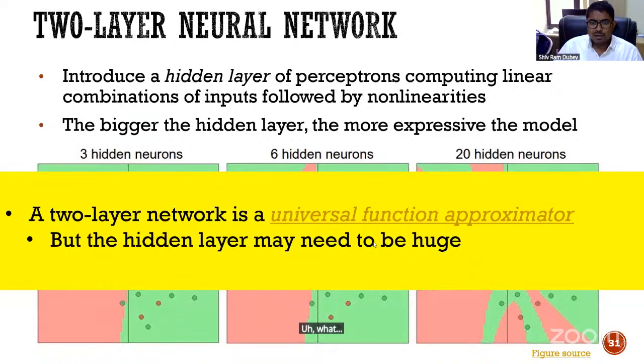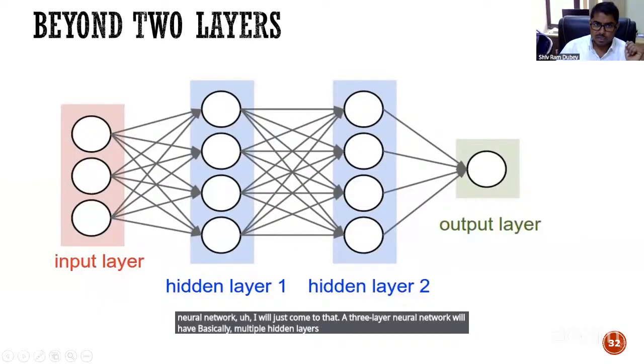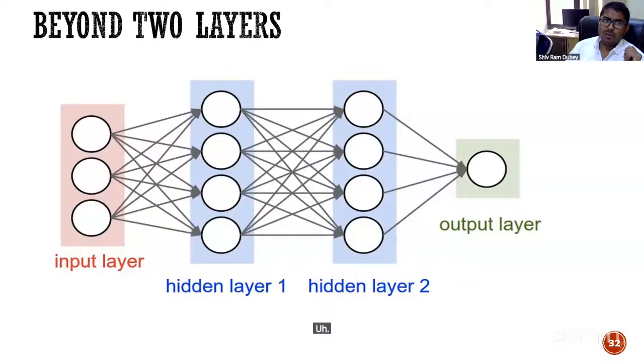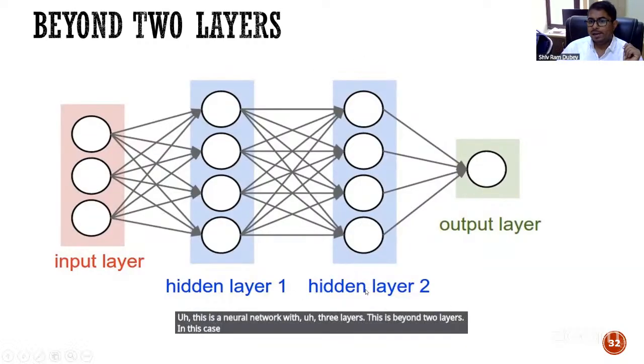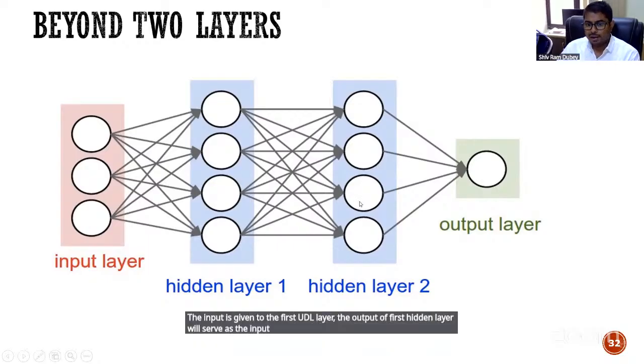What will a three-layer neural network contain? So a three-layer neural network, I will just come to that. A three-layer neural network will basically have multiple hidden layers, as you can see here. This is a neural network with three layers. This is beyond two layers. In this case, we have two hidden layers. The input is given to the first hidden layer. The output of the first hidden layer will serve as the input to the second hidden layer. And the output of the second hidden layer will now serve as the input to the final output layer.